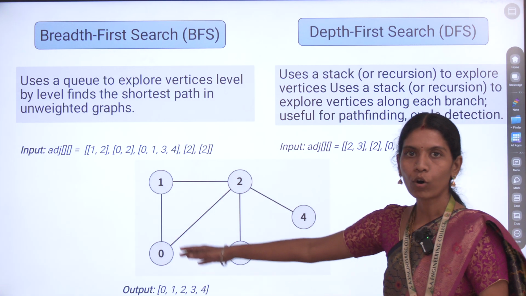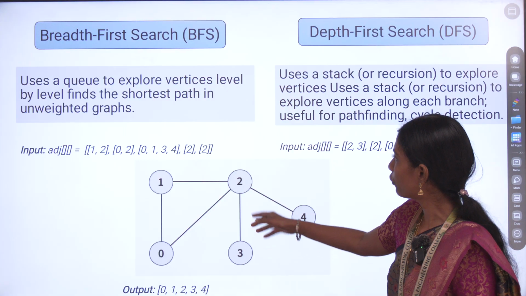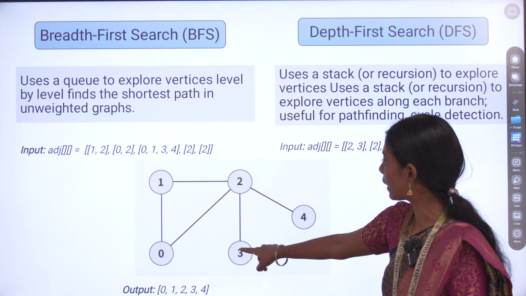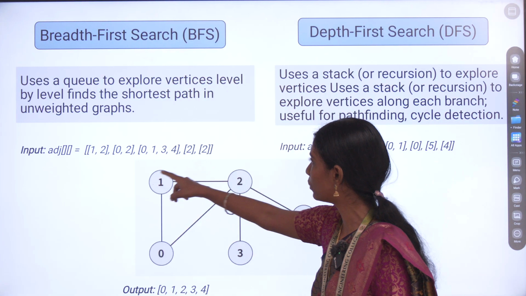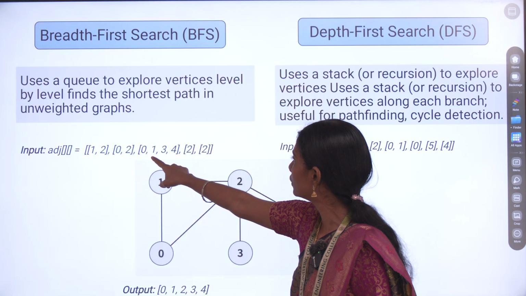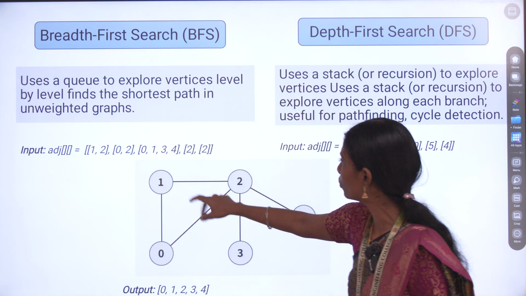It may be all possible ways to design a graph. In each and every vertex, the graph contains all possible ways. The input is 1, 2, 0, 2, 0, 1, 3, 4 or 2.